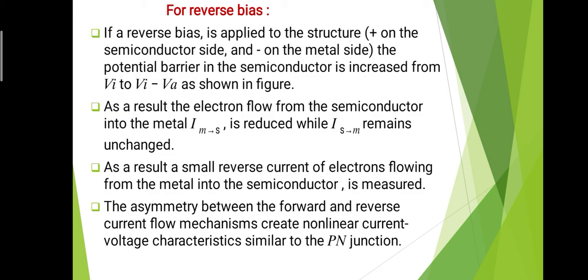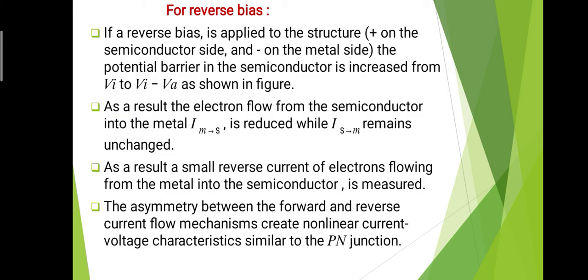In the previous case the barrier height decreased, but in this case the barrier height increases. That is, the potential barrier in the semiconductor increases from Vi to Vi plus Va, as shown in the figure. As a result, the current which has the direction opposite to the flow of electrons is reduced, while the current which flows from the semiconductor to metal remains unchanged.